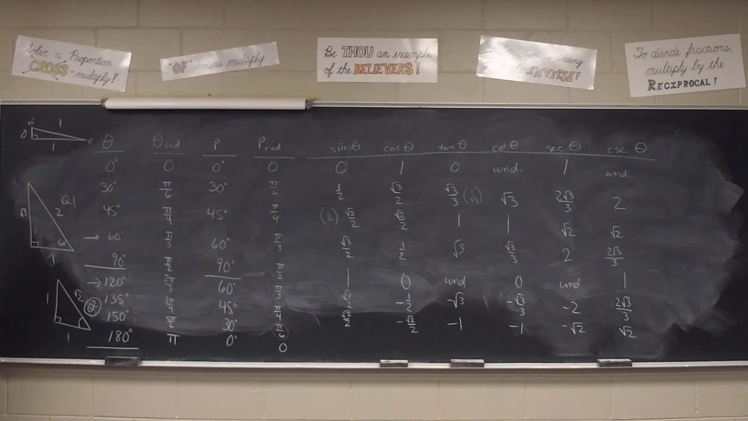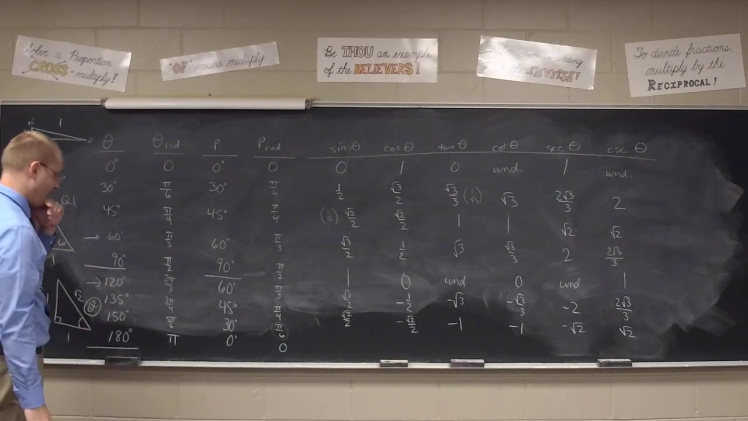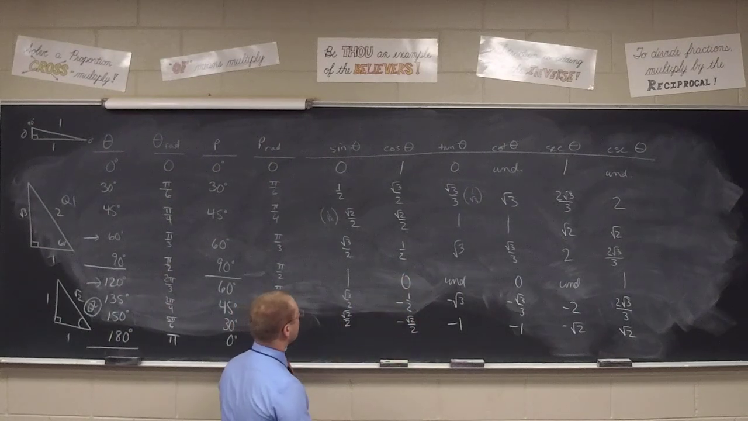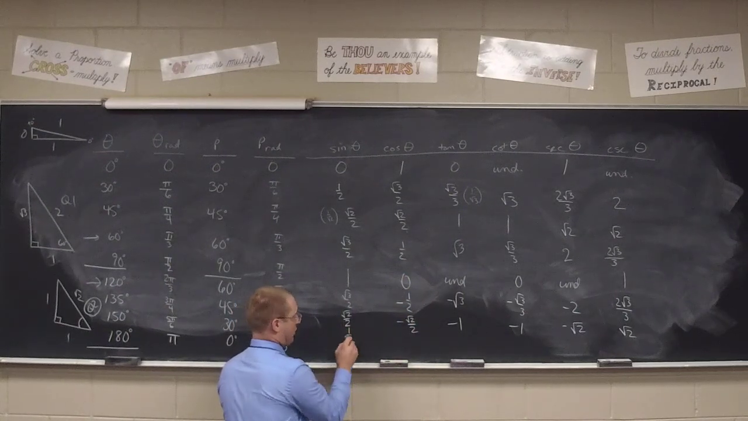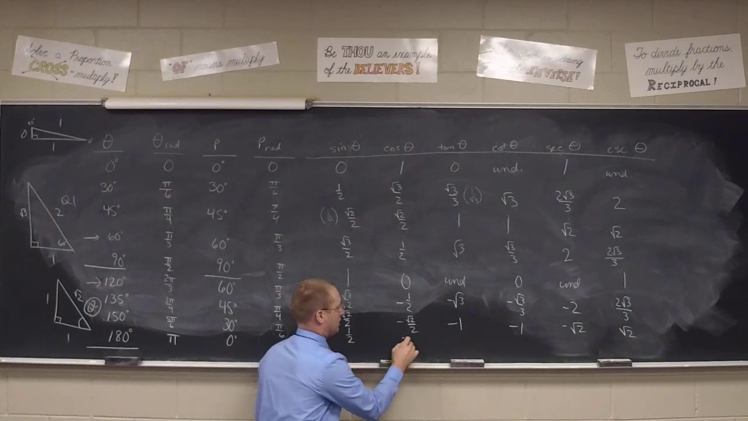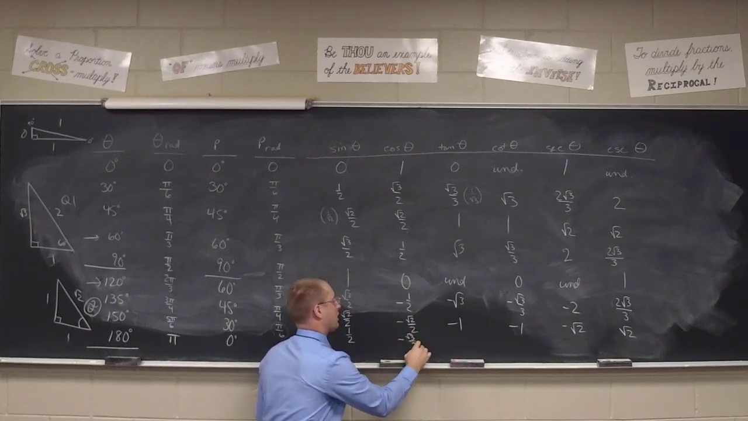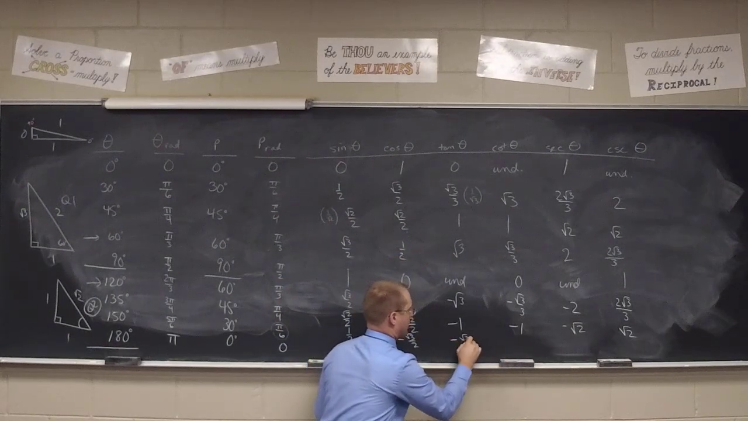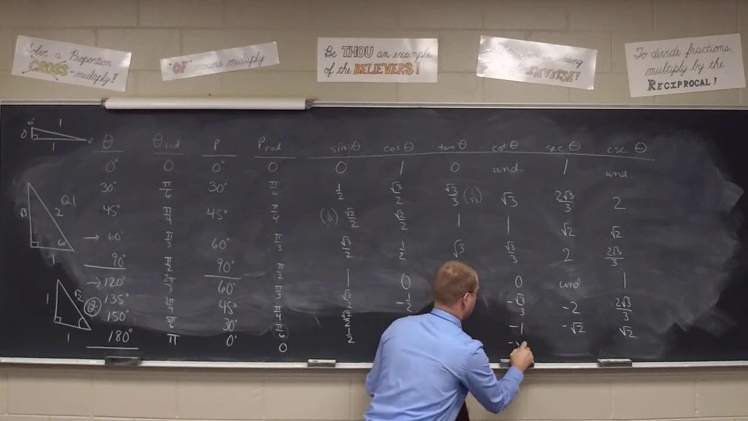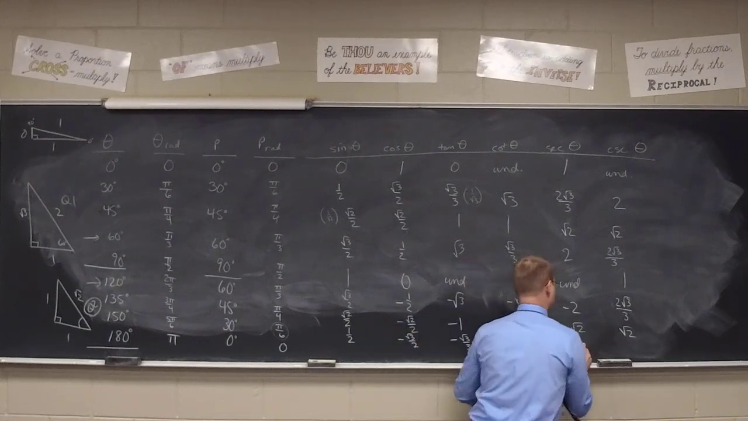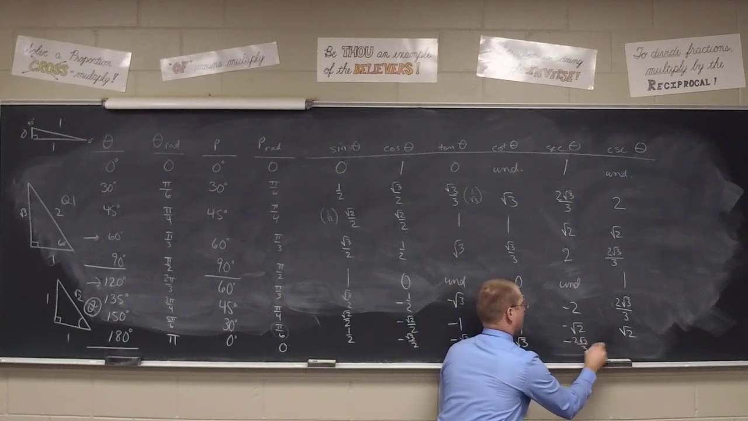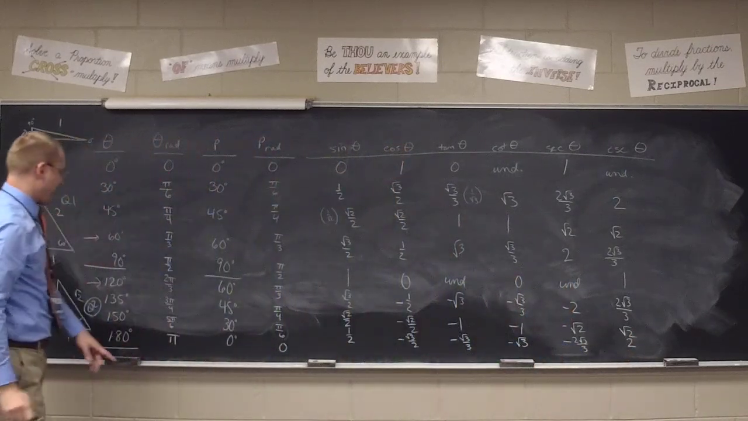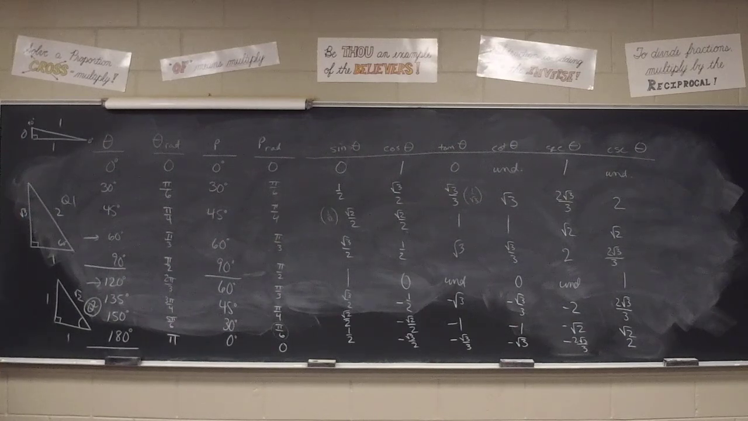Then we have the 150 row. What do you think we'll write down for the 150 row, Jamie? 1/2. Right, whatever's in the 30 row. So 1/2. Then negative square root 3 over 2. Then negative square root 3 over 3. Negative square root of 3. Negative 2 times square root 3 over 3. And then 2. And then for the 180, we're just going to copy down the 0 row, right?